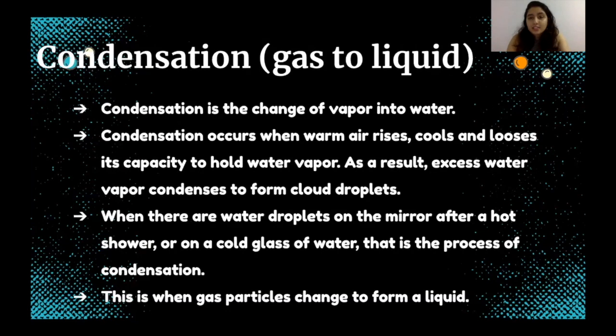Condensation is the process that changes gas back into liquid. And condensation occurs when warm air rises, when it cools, and when it loses the capacity to hold water vapor. As a result, the excess water vapor condenses to form droplets. This can be seen when we take a hot shower and there are droplets on the mirror, or on a cold glass of water and there are droplets outside when the ice melts. That is called the process of condensation. This is when gas particles change to form a liquid.